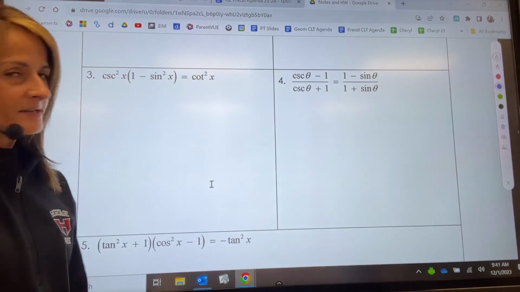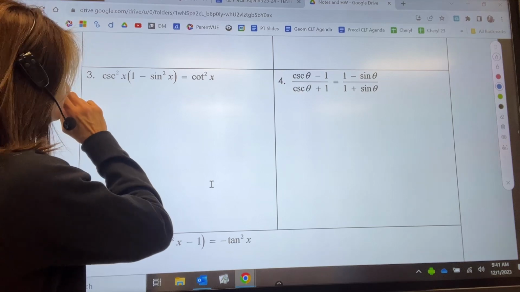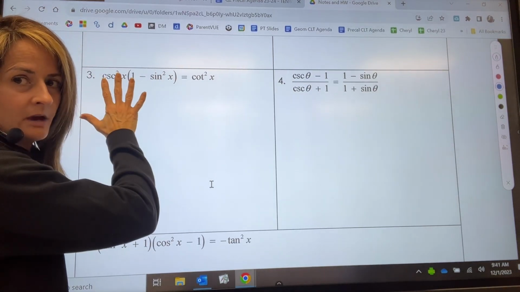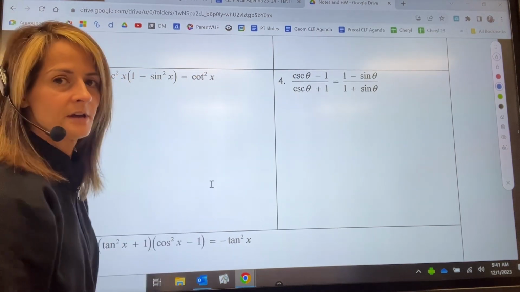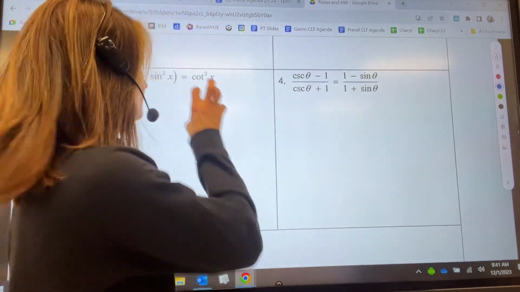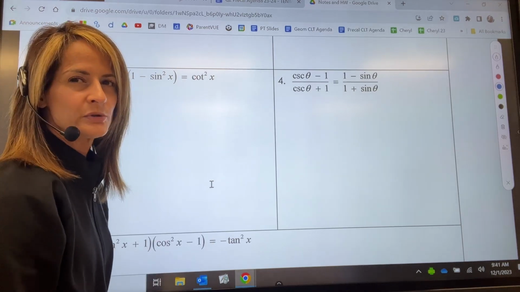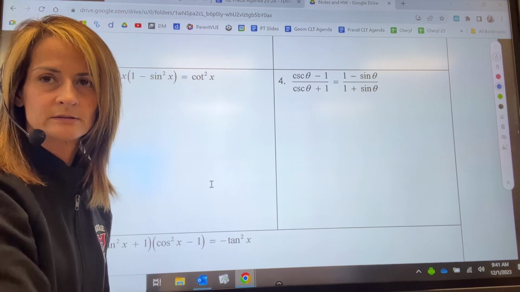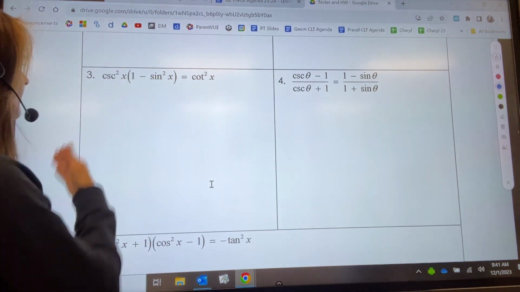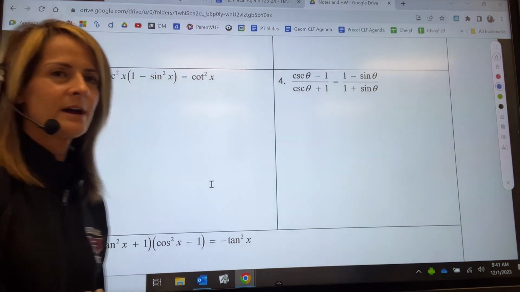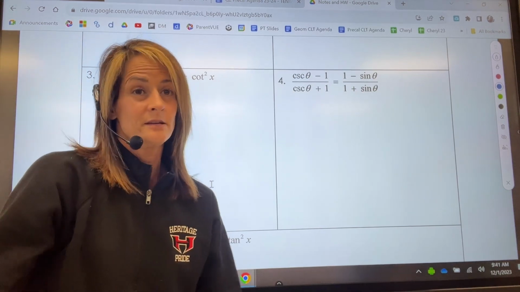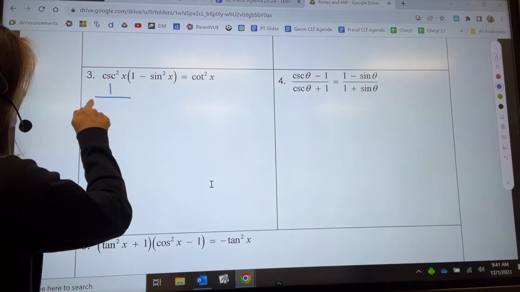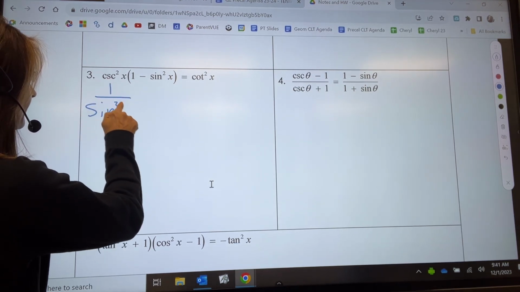And the first thing I notice is this side has more stuff going on on the left than on the right. And it's harder to break up something that's one term. So rather than deal with the right side, I'm going to work on the left side. That's my first choice. Second thing, I've got a cosecant squared. I'm just going to rewrite that as a reciprocal because it's a place to start. So I'm going to write that as 1 over sine squared of x.